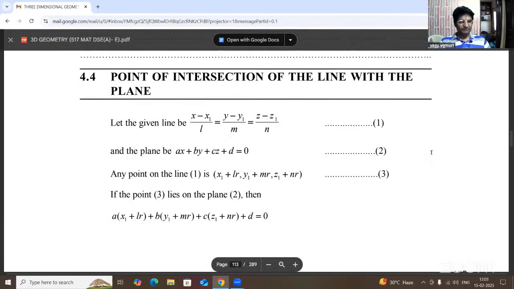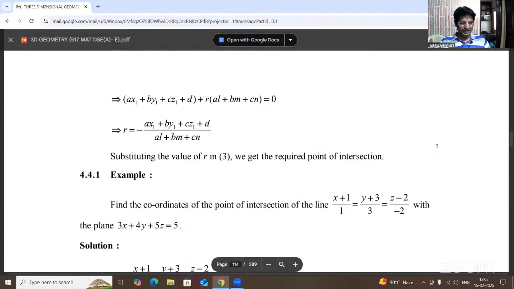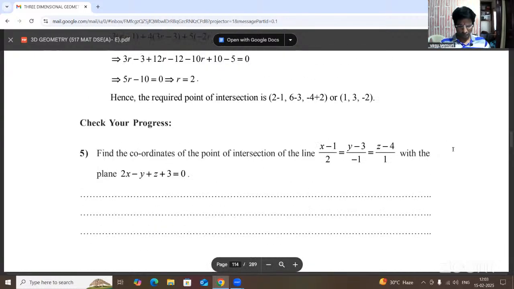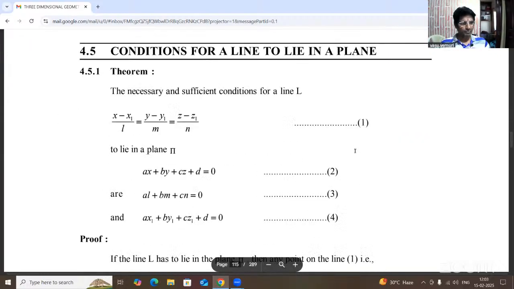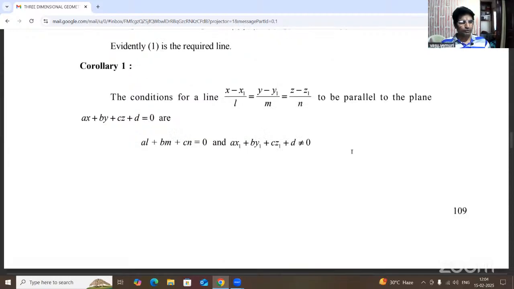point of intersection of the line with the plane. This problem is also practiced here. Okay. Conditions for a line to lie in a plane. Already this is also discussed. Here the condition is Al plus Bm plus Cn equal to 0.